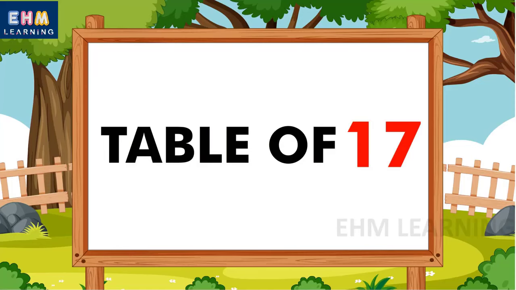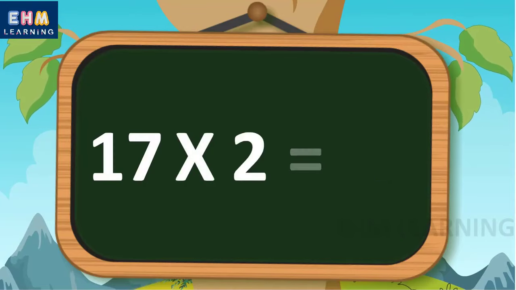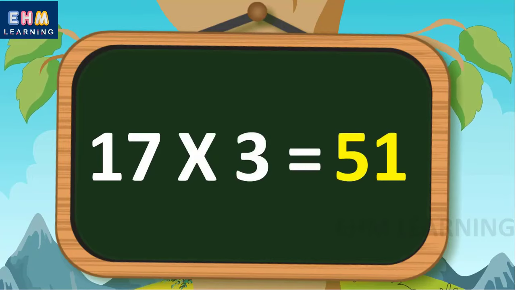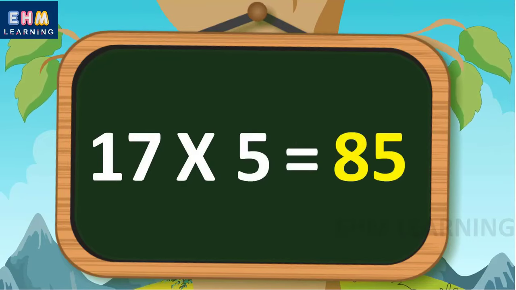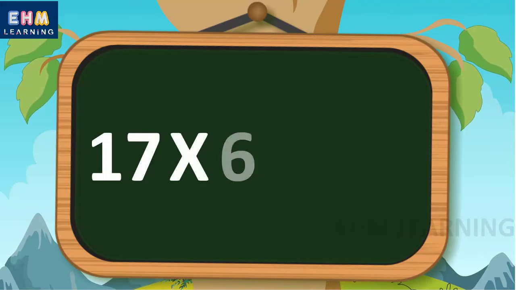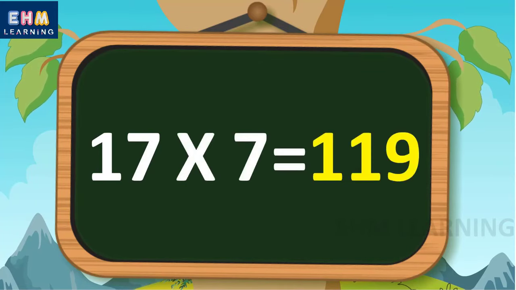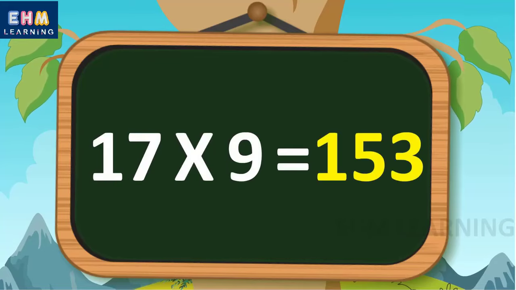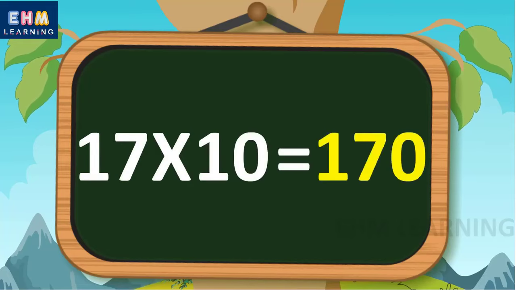Table of 17. 17 ones are 17. 17 twos are 34. 17 threes are 51. 17 fours are 68. 17 fives are 85. 17 sixes are 102. 17 sevens are 119. 17 eights are 136. 17 nines are 153. 17 tens are 170.